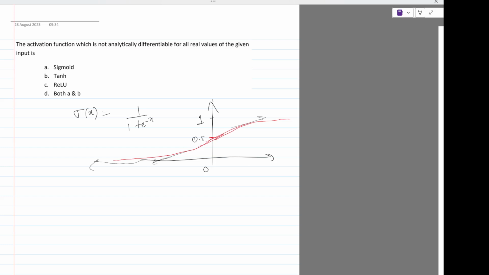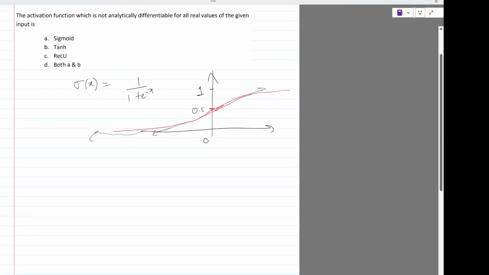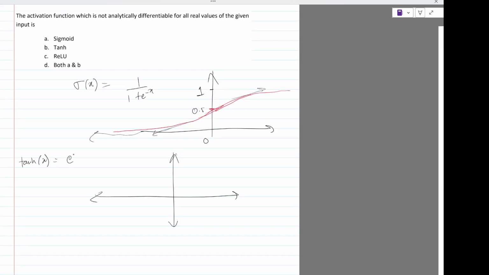Okay. In tanh also, it's similar to sigmoid, just the range changes. Tanh is e power x minus e power minus x upon e power x plus e power minus x. I think we can just verify if this is correct. So you have 1, it's a minus 1 here, and your function is something like this. This is also differentiable at all points.